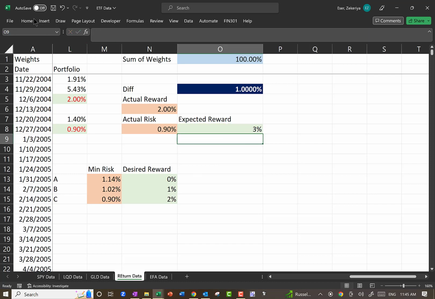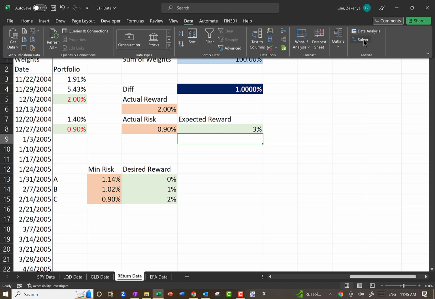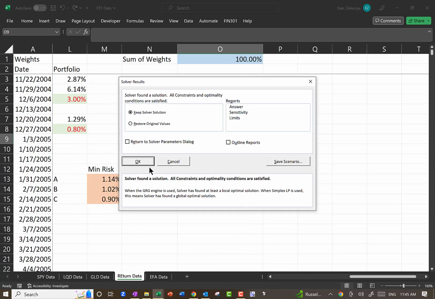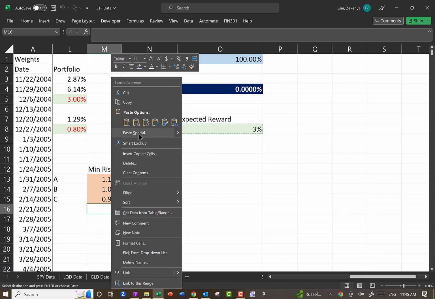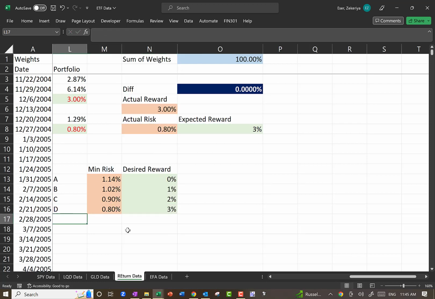So let's do it for 3. I know this is repetitive and we could have actually written a macro for it. I just want you to see the movement. How about portfolio C? Is that efficient or inefficient? It's still inefficient. So let's try 4.